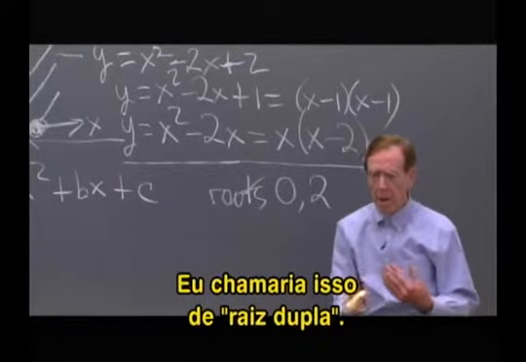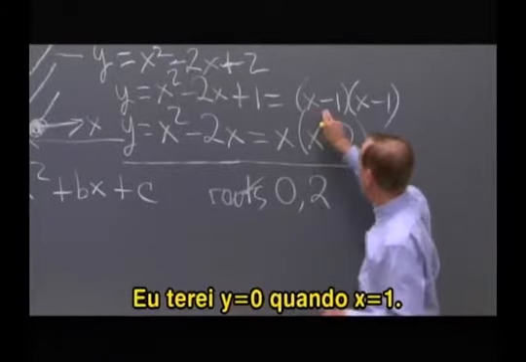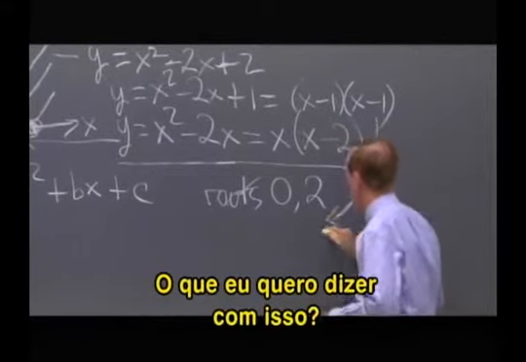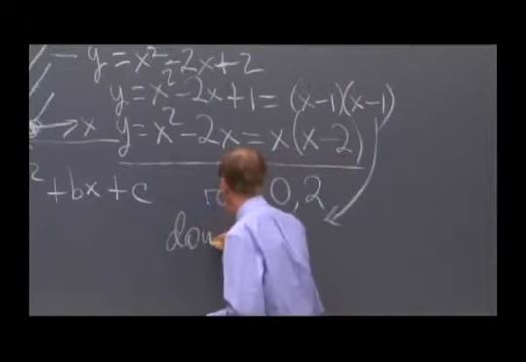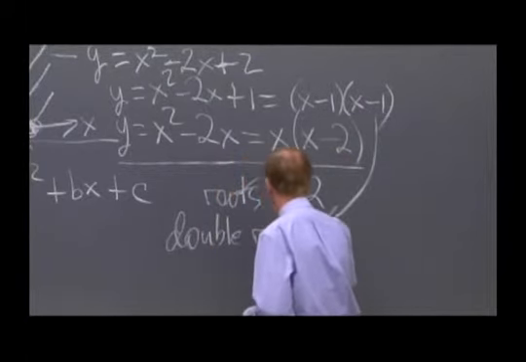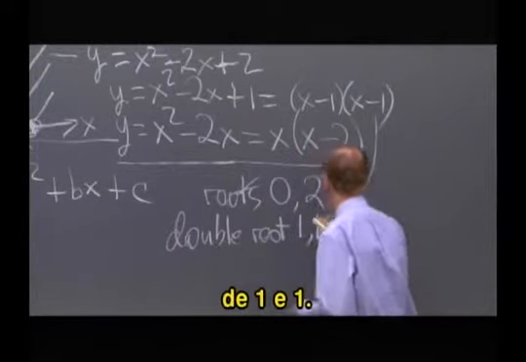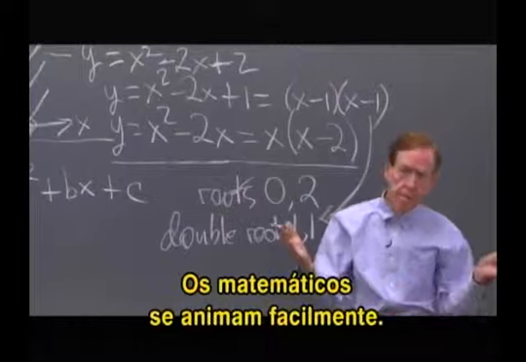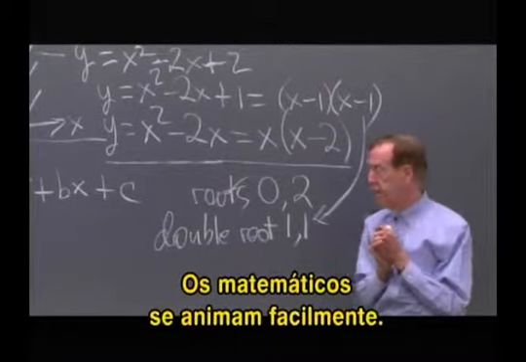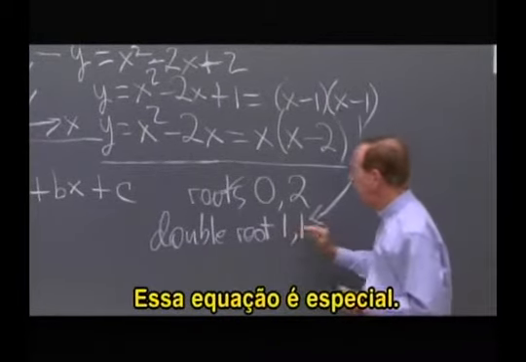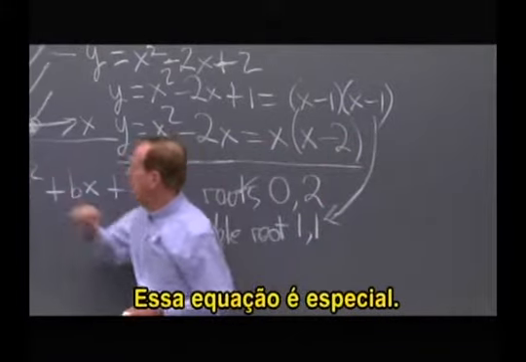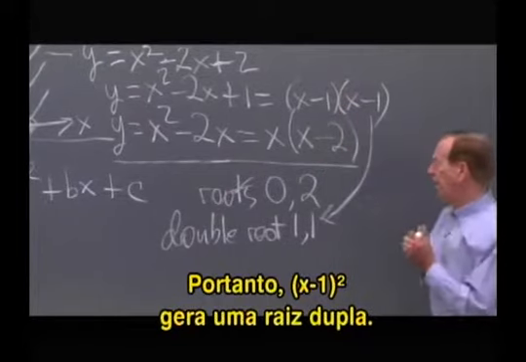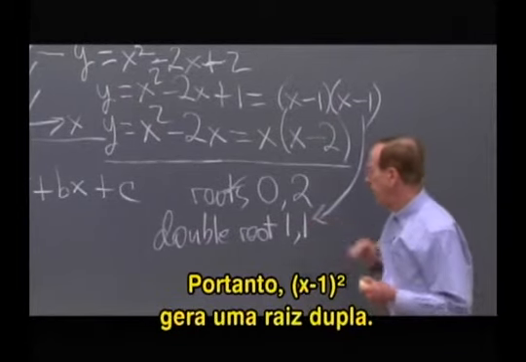What I would call a double root. That is 0 at x equal 1. So what am I saying about this guy? Double root, 1 and 1. Double roots get mathematicians excited. Well, mathematicians are easily excited, you could say. And that's special. Okay. So it's x minus 1 squared. And we see a double root.